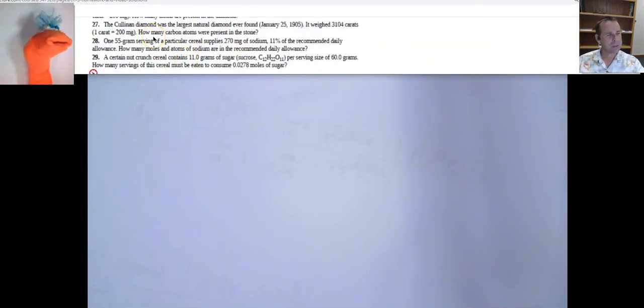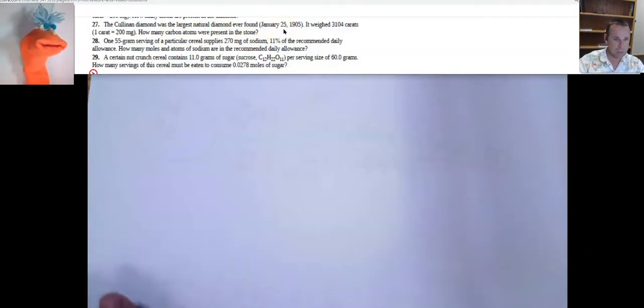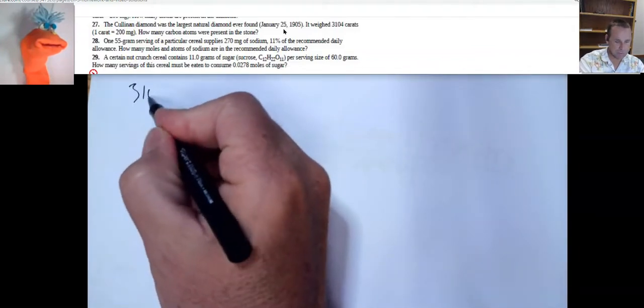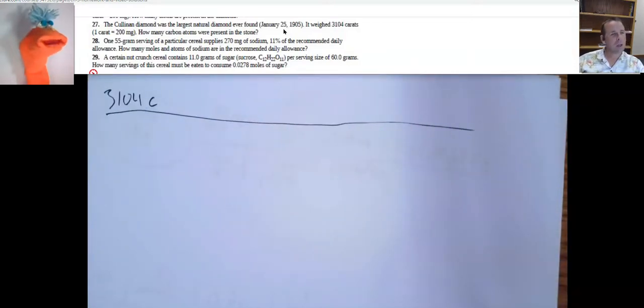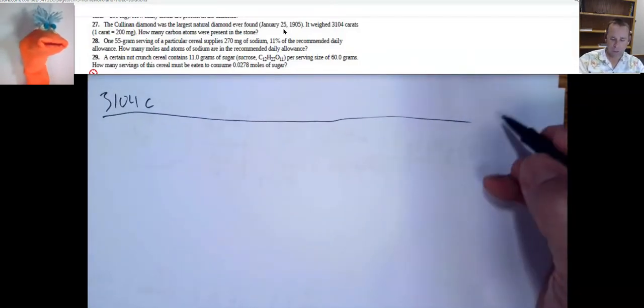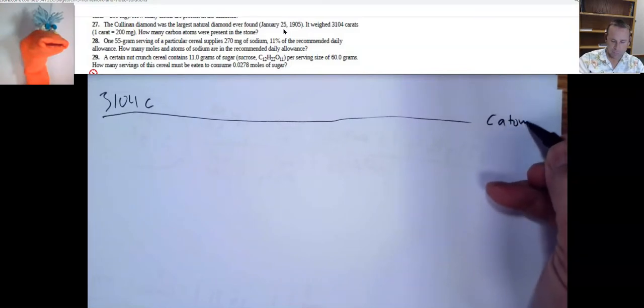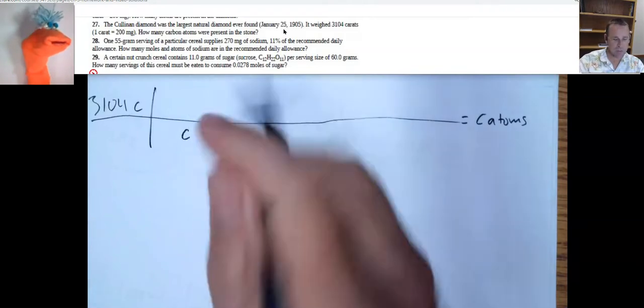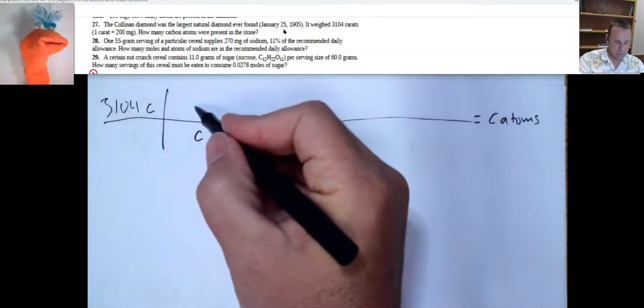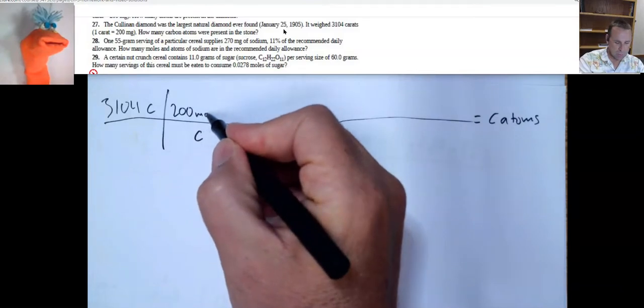Number 27. The Cullinan diamond was the largest natural diamond ever found, in 1905. How interesting, huh? That's cool. And it weighed 3,104 carats. So I'm told that it was 3,104 carats, and I would like to know how many carbon atoms. Well, they tell me a conversion factor from carats to what? To milligrams. To 200 milligrams of carbon.